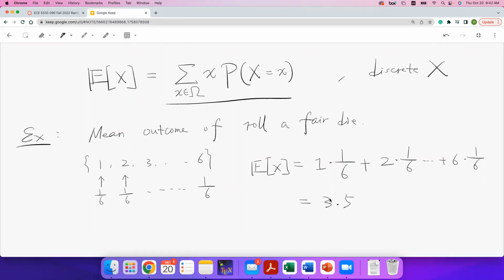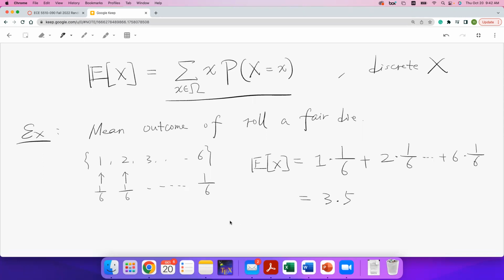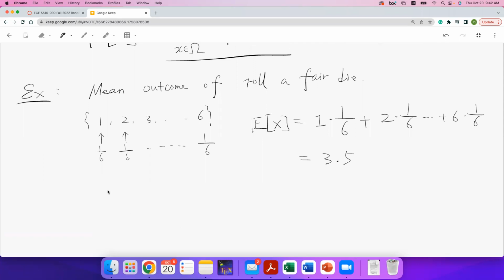Yeah, a lot of times. Technically, that's a good question. You can see that the expectation is a value that may not necessarily fall into the outcome space, right? You cannot roll a die and get 3.5. You can only get integers.